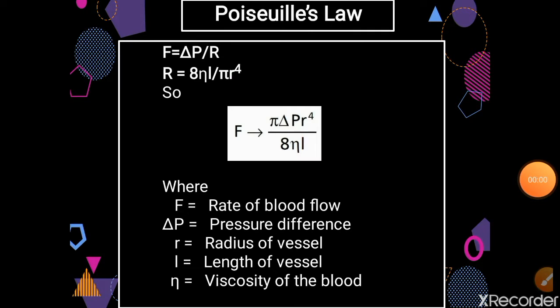Now let's have a look at the Poiseuille's law. Poiseuille's law is a sophisticated formula to calculate the flow of blood through a blood vessel.